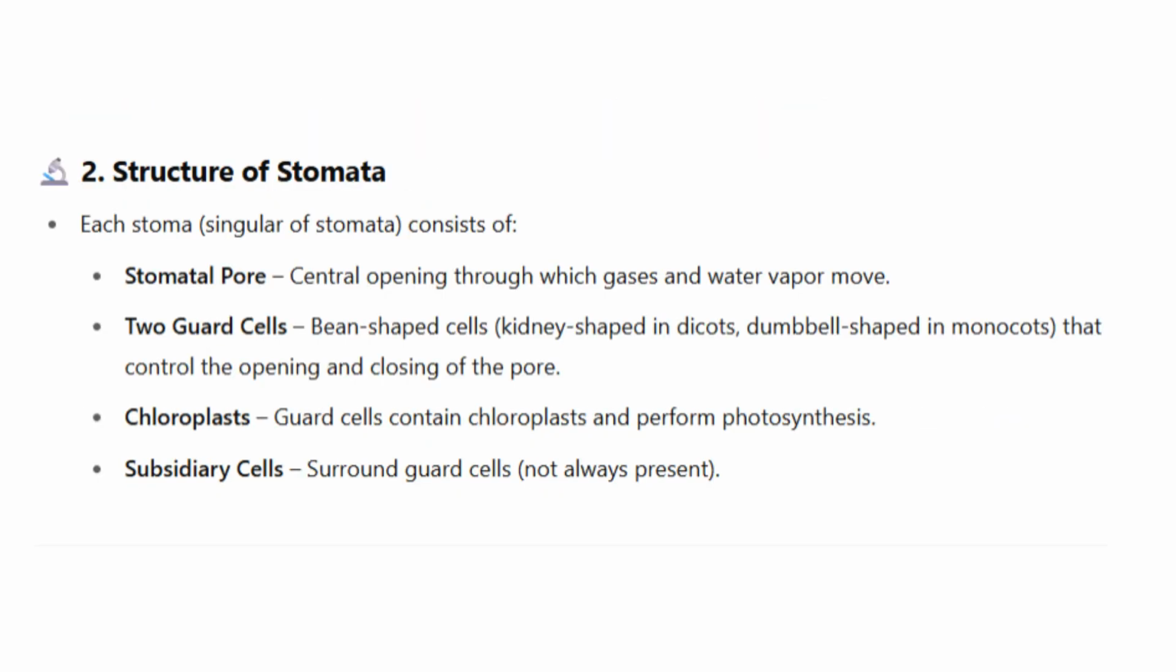2. Structure of stomata. Each stoma, singular of stomata, consists of: 1. Stomatal pore, the central opening through which gases and water vapor move. 2. Guard cells, bean-shaped cells, kidney-shaped in dicots, dumbbell-shaped in monocots, that control the opening and closing of the pore. 3. Chloroplasts: guard cells contain chloroplasts and perform photosynthesis. 4. Subsidiary cells surround guard cells, not always present.